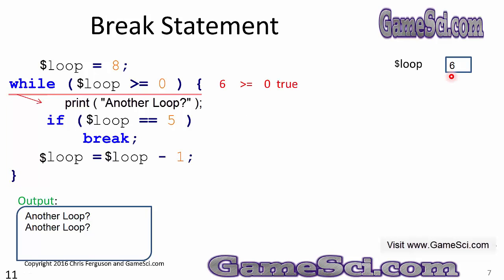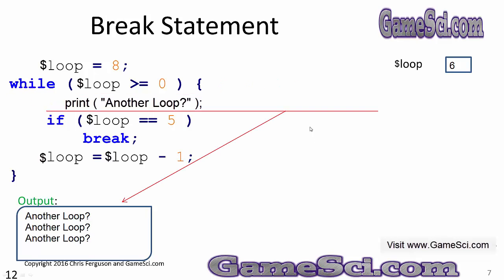Our value in loop is currently 6. 6 greater than or equal to 0 is a very true statement. Nothing controversial about that. 6 greater than 0 is true, which means we are going to enter the while loop once again. When we enter the while loop once again, we print out another loop. For the third time, this prints out onto our console.